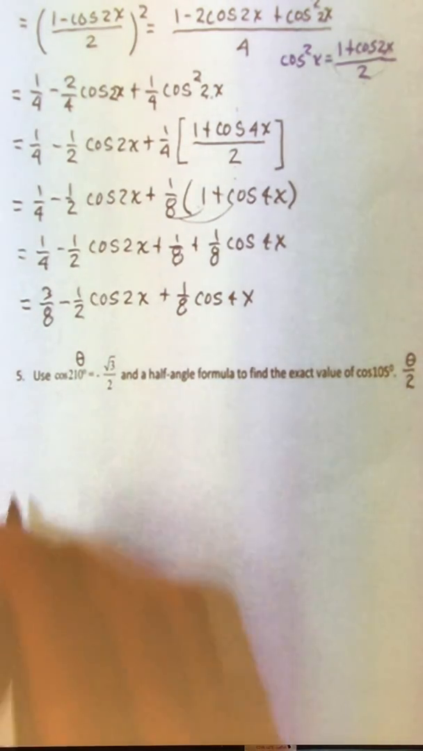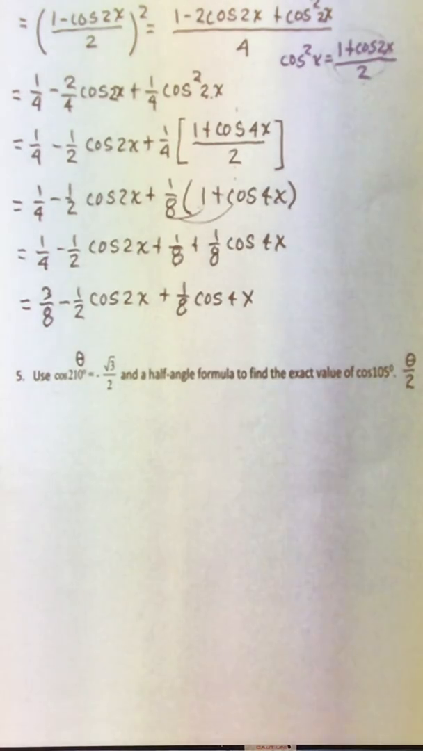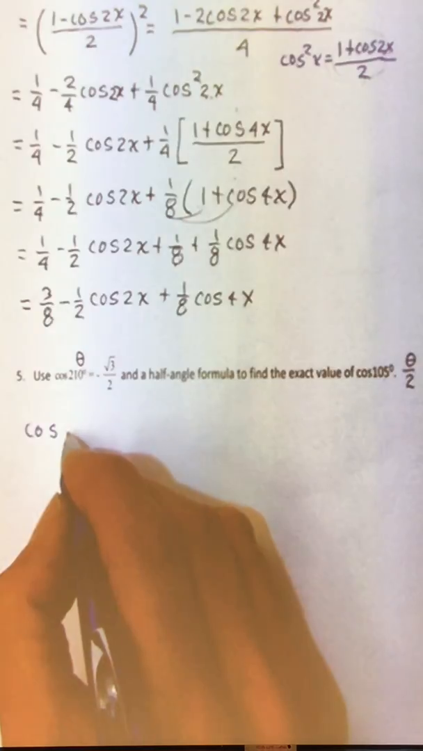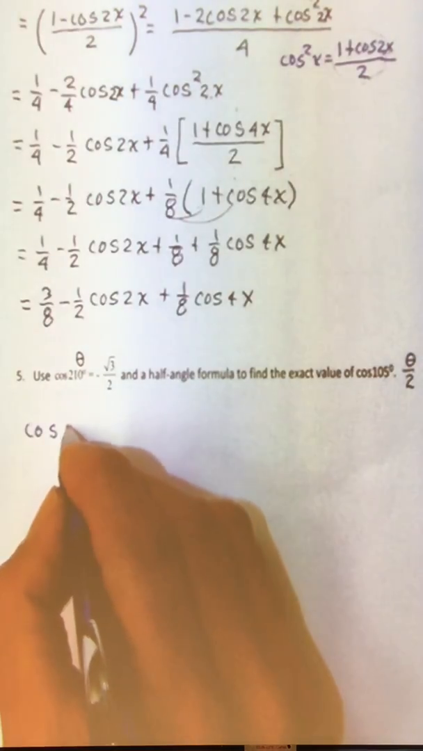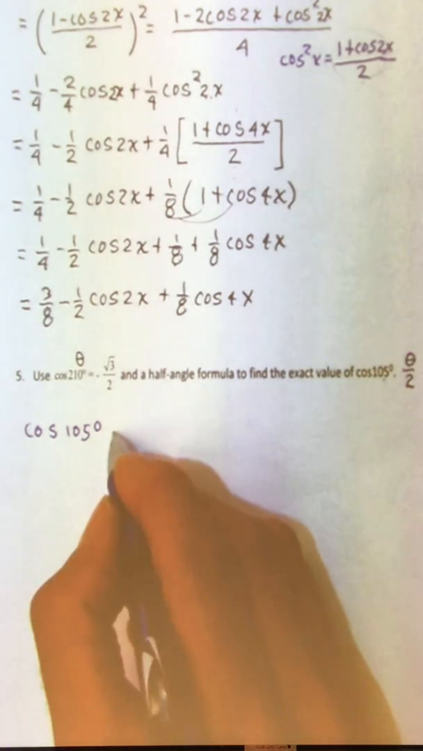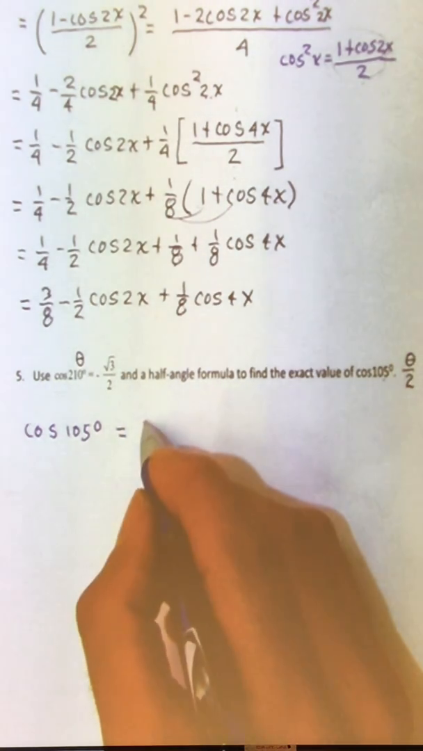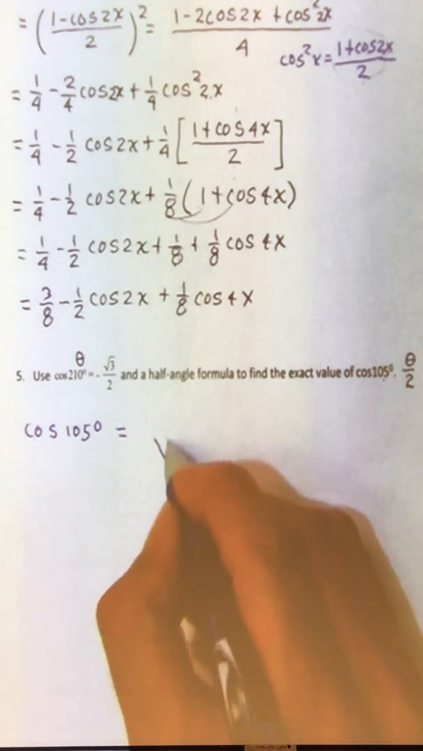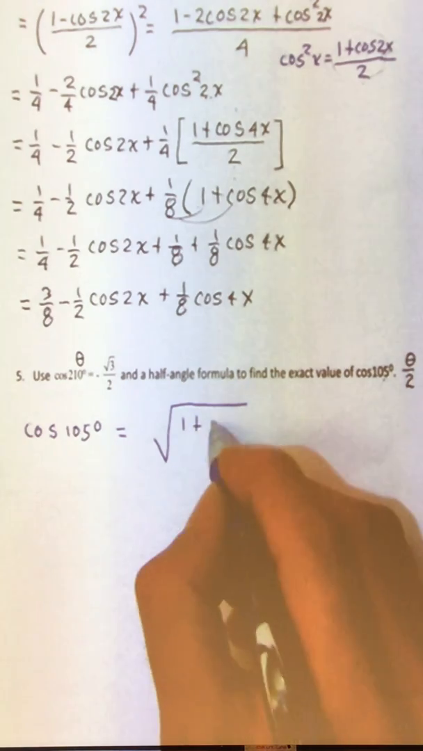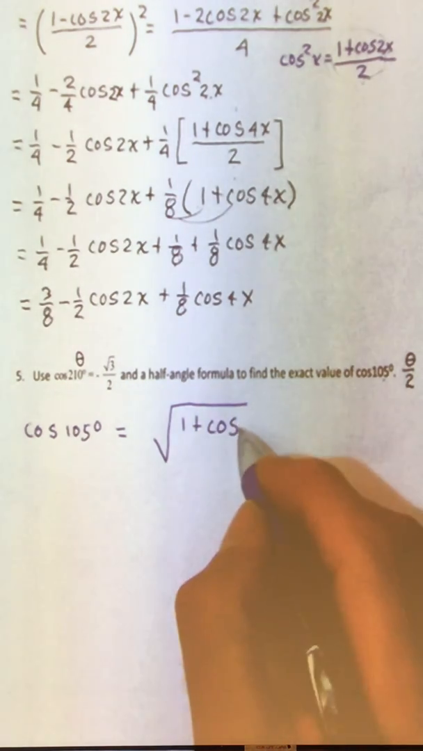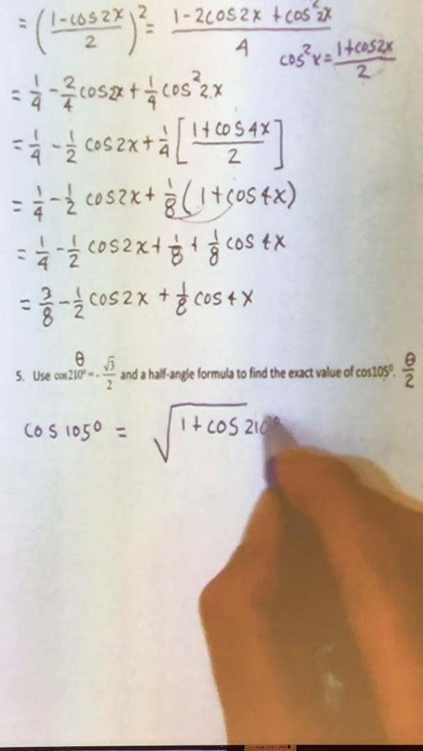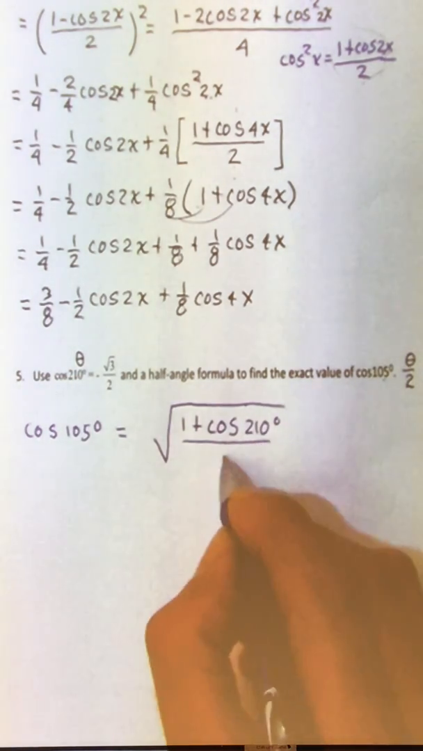So we'll use the formula here for half angle, for cosine. Cosine of theta over 2, and that is 105 degrees, right? Theta over 2 is 105 degrees. And that is equal to, it's either a plus or a minus in front of the square root. We'll determine that in a moment. The inside is 1 plus cosine of theta. Theta is the 210 degrees. And that's all divided by 2.